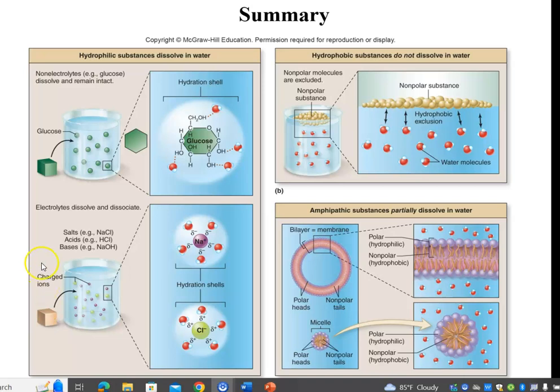So what you definitely need to know are hydrophilic substances dissolve in water. Hydrophobic substances do not dissolve in water, and amphipathic substances partially dissolve in water.